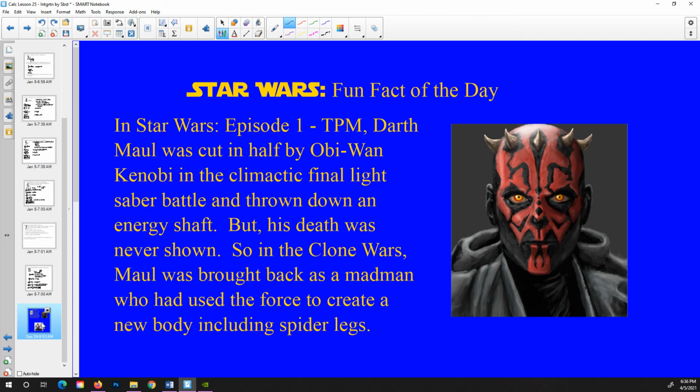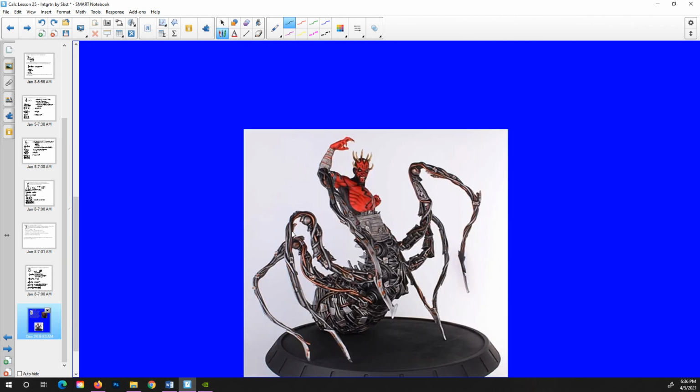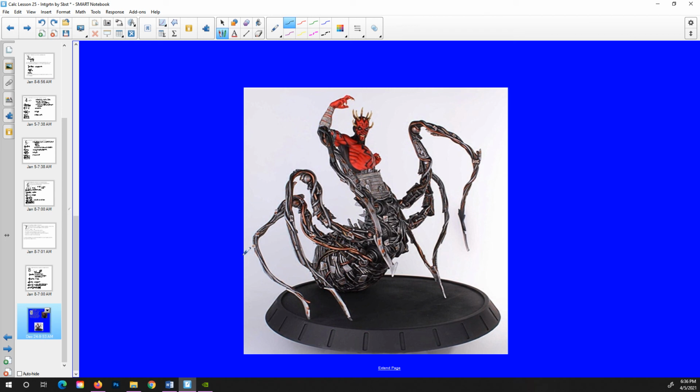So, the Marvel fun fact of the day: in Star Wars Episode 1, The Phantom Menace, Darth Maul was cut in half by Obi-Wan Kenobi in the climactic final lightsaber battle and thrown down an energy shaft. But his death was never shown, so in the Clone Wars, Maul was brought back as a man who had used the Force to create a new body, including spider legs, which looked pretty cool. Pretty awesome. Again, if you don't see them die in the movies, they're not dead.